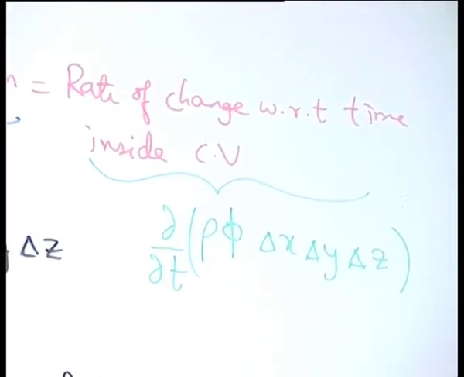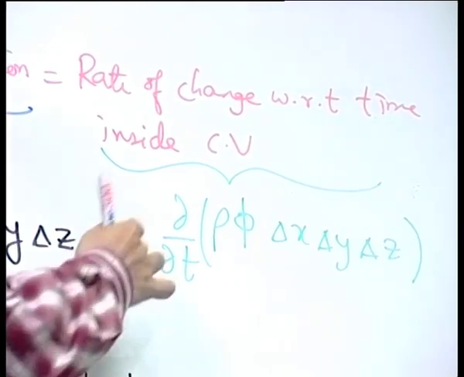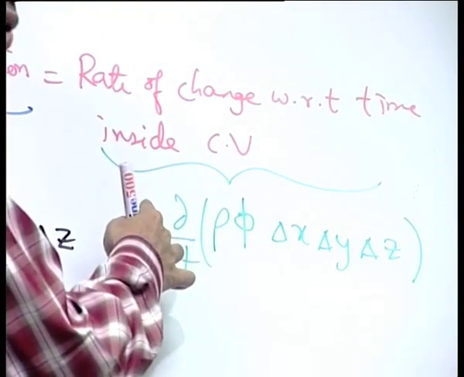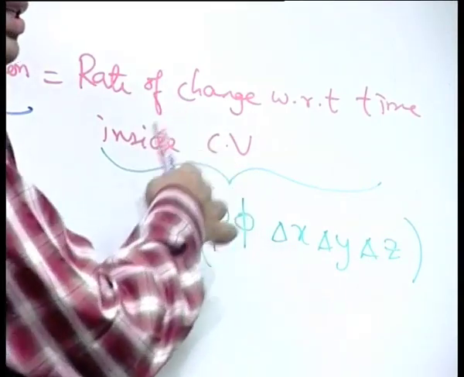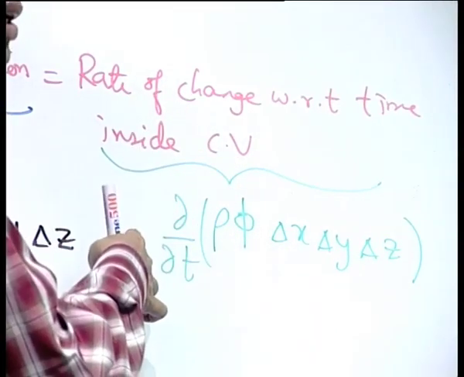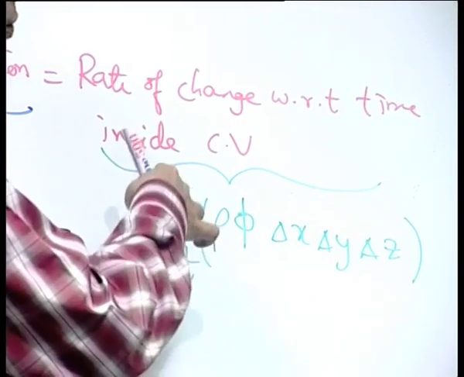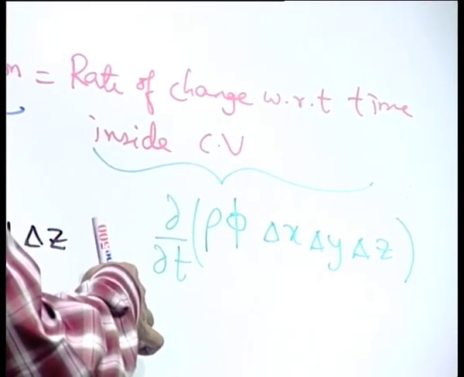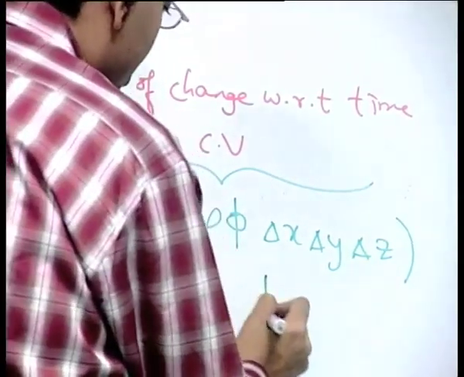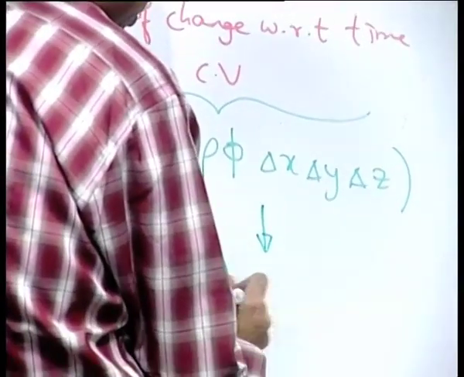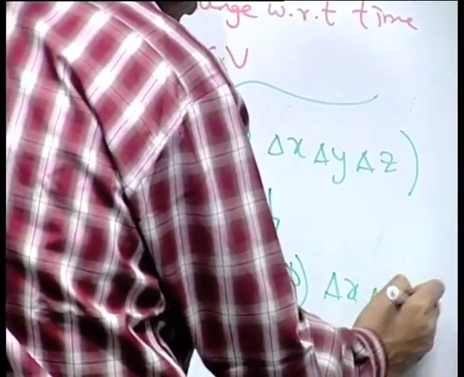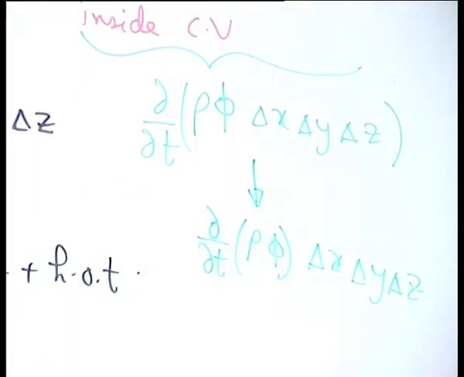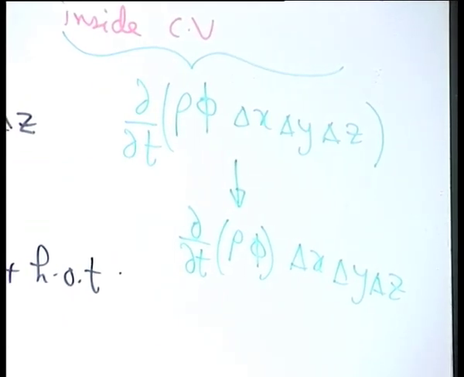Again, just look into the analogy with the Reynolds transport theorem, where we are using the partial derivative. It is actually the term within the control volume, you can clearly see it is inside the control volume. So, you are fixing the position, that is the control volume, and finding out the rate of change with respect to the time. Because delta x, delta y, delta z are sort of fixed quantities, you can take those outside the derivative.